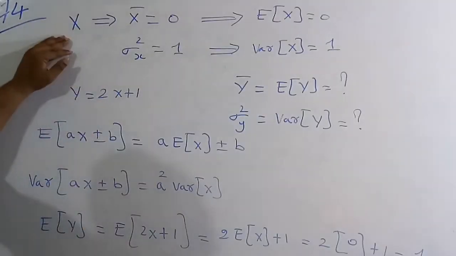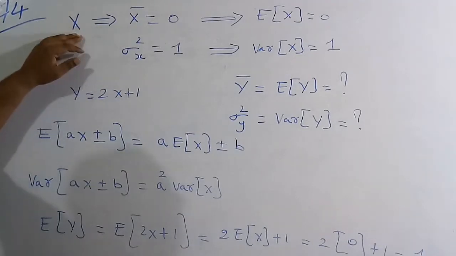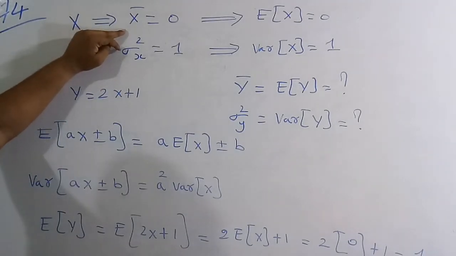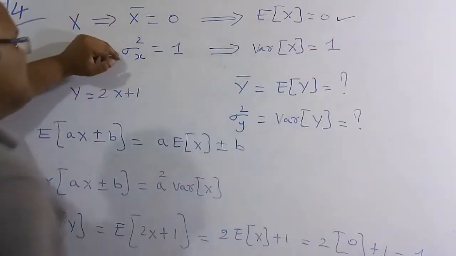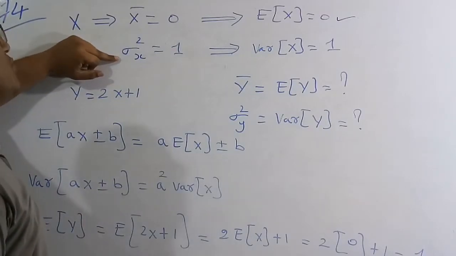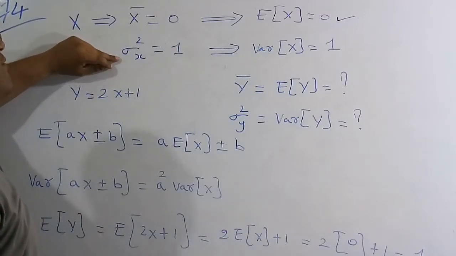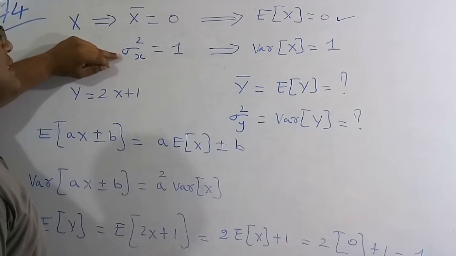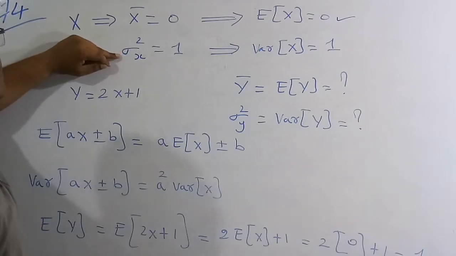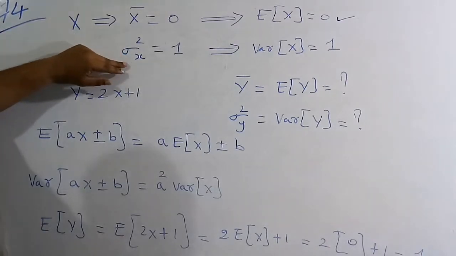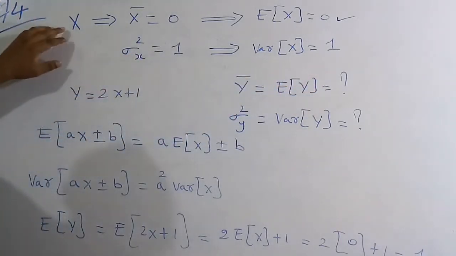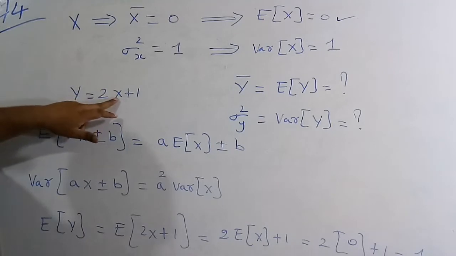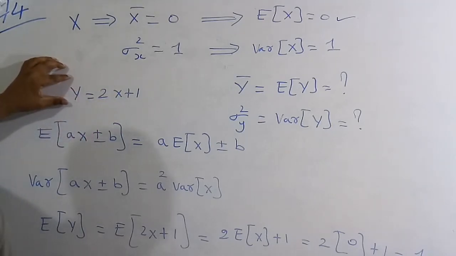So in the question they have given a random variable x. For this random variable x they have given x bar is equal to 0. It means that the mean value or the expected value of the random variable x is equal to 0. Similarly, they have given sigma x squared is equal to 1, meaning the variance of the random variable x is equal to 1, where sigma is called the standard deviation and sigma squared is called the variance. So the variance of this random variable x is equal to 1, they have given. So now, with the help of this random variable x, they are going to form a relation. We are going to get the new random variable y.